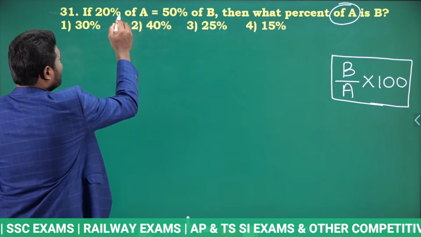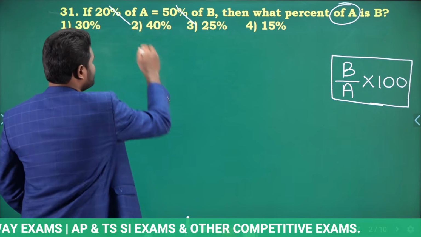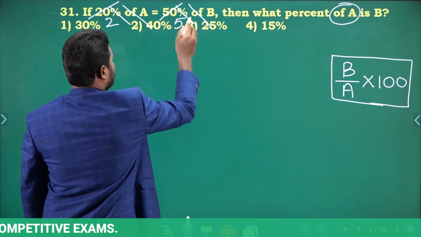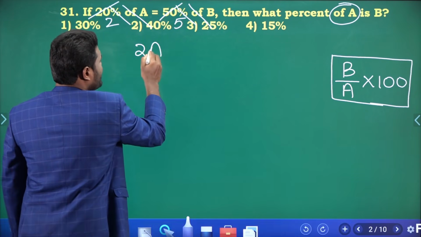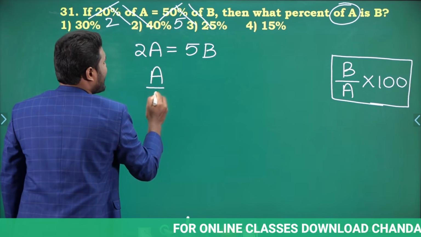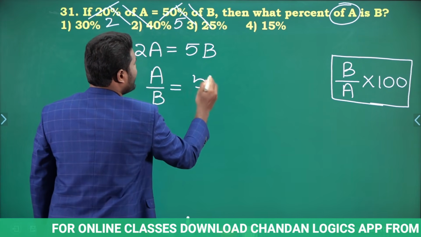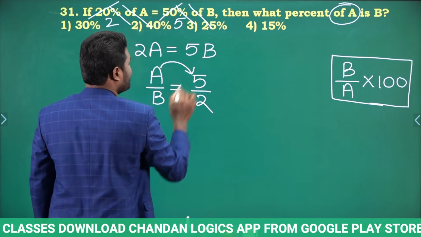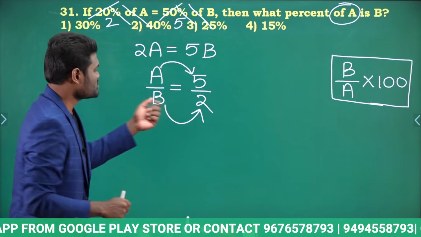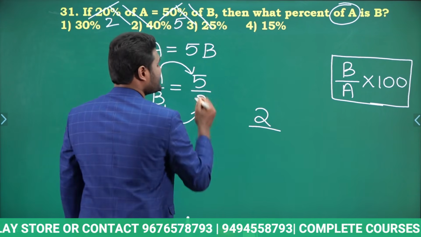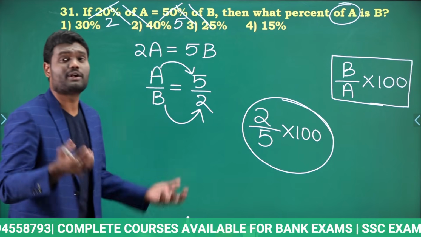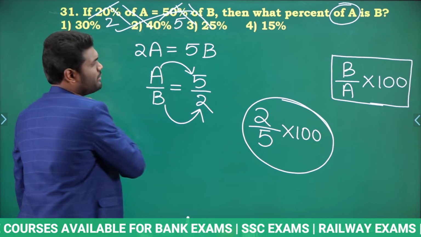If we calculate this, percentage gets cancelled, "of" gets cancelled, 10 goes here 2 times, 10 goes here 5 times, which means we can say that 2A is equal to 5B. Yes or no? Now if you simplify this one, A by B is equal to 5 by 2, which means A is 5 parts and B is 2 parts. But our question is not A by B, our question is B by A. So B is nothing but 2 and A is nothing but 5. So 2 by 5 into 100. So 2 by 5 is nothing but 40%, which means our answer is going to be 40%.